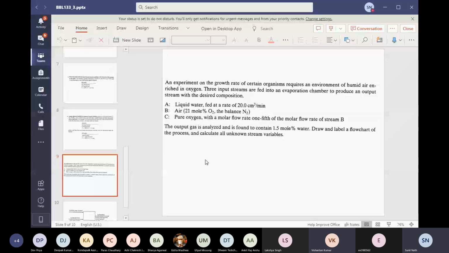Do you know at what rate that output stream is flowing? No, you don't know. That is a variable. So please give a variable to that. What do you want to call the output stream? You call it N dash something.